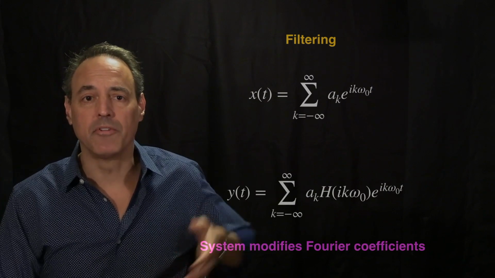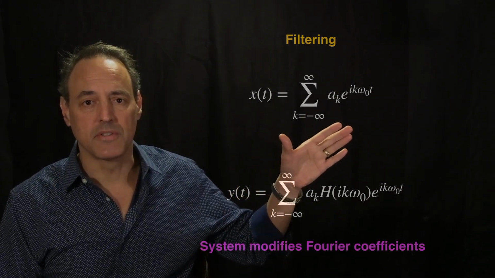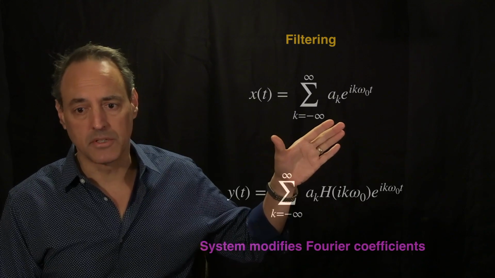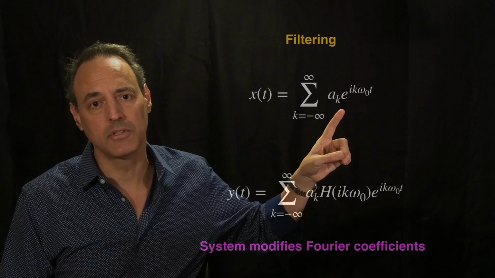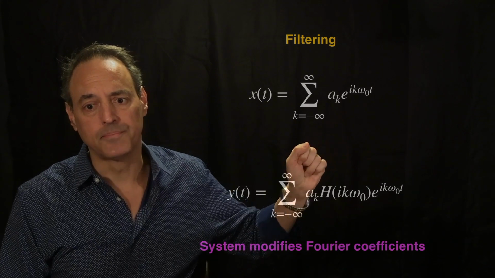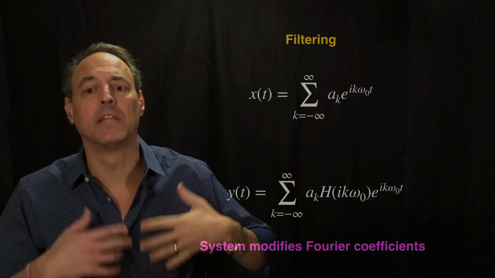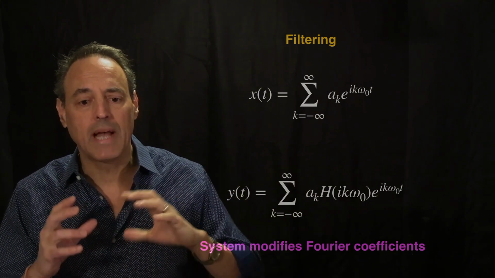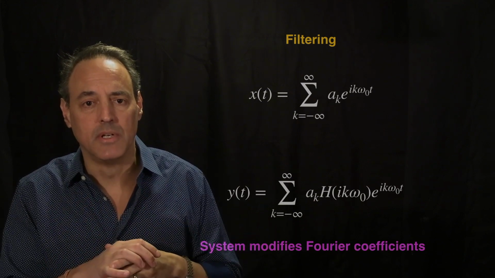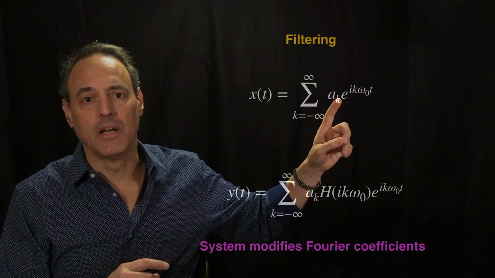Now remember, for filtering, the idea is going to be the following. We're going to have a representation of the signal in terms of the Fourier series here. So x of k is going to be expanded in terms of some Fourier coefficients. Here they are, where each of these a of k's we can determine by taking the signal and projecting it onto these Fourier modes.